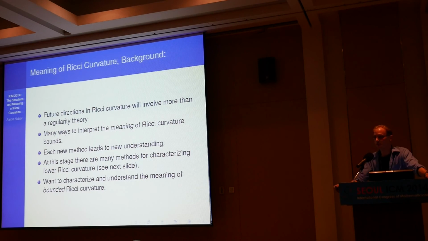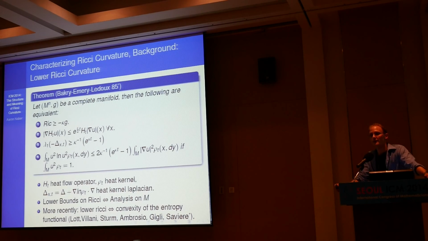These are basically ways of saying what lower Ricci curvature bounds on a manifold are without ever computing Ricci curvature. But what I really want to get to is how to do this for bounded Ricci curvature. This has been much less clear until more recently. The place to start is to discuss lower Ricci curvature for a second. If you have a Riemannian manifold with lower Ricci curvature, there are many wonderful estimates you can prove: estimates on harmonic functions, estimates on solutions of the heat equation, estimates on the heat kernel and its Gaussian-looking behavior, and so on.